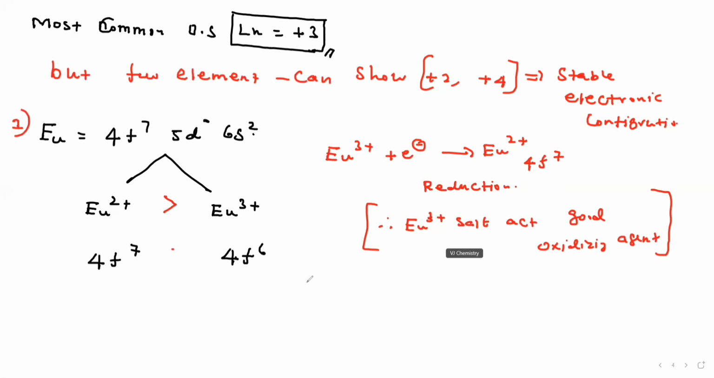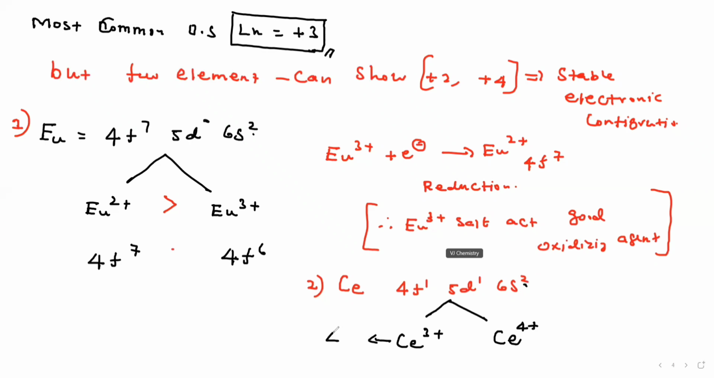And second example, see, cerium configuration 4f1, 5d1 and 6s2. In case of cerium, it shows 2 different oxidation states: one is cerium 3 plus, one is cerium 4 plus. What is cerium 3 plus? 4f1, right? And cerium 4 plus is 4f0.